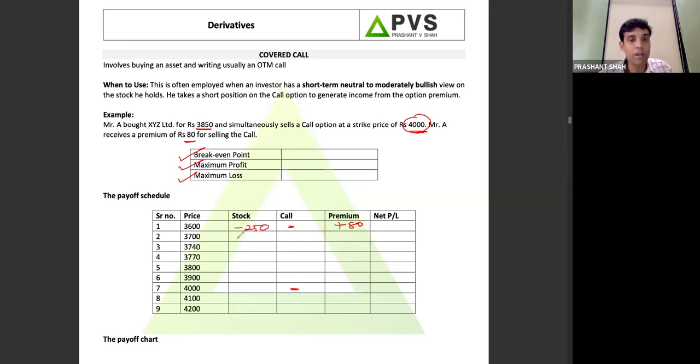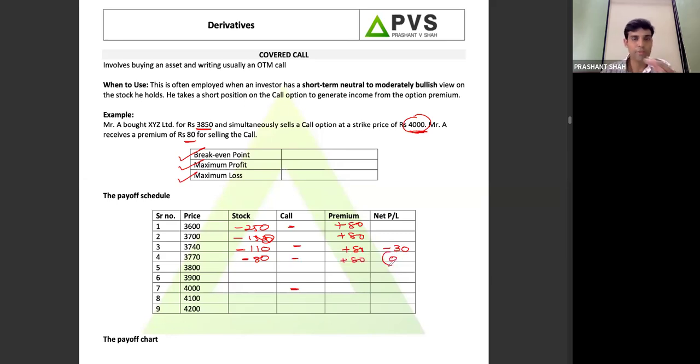Then once again, at 3,700, you are losing 150. And you got 80 rupees premium. That is once again a net amount. Now at 3,740, how much do you lose? 110 on stock. There's nothing on call. You have still received a premium. There is a net, say it is minus 30. Now at 3,770, you are losing how much? 80 plus 80, and this is 0.